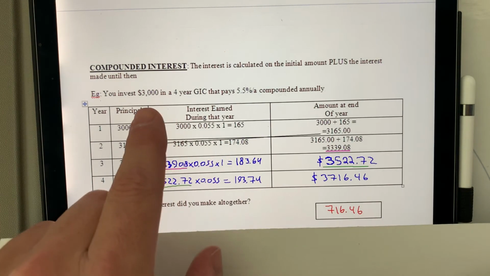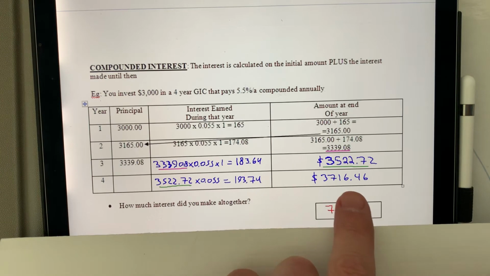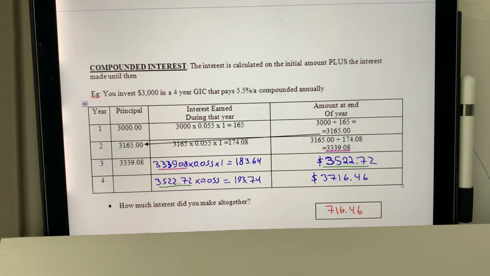Again, how much interest did we make? Well, if we started with 3,000, we end up with 3716, so 716 is the interest that we made. This doesn't seem like a huge difference to me, because in 4 years, whether we made 660 or 716, really does not seem like a big deal. But it is when you do it long term, and when you compound more often, like if you're compounding daily or monthly or bi-weekly, which we'll get to a little bit later on.